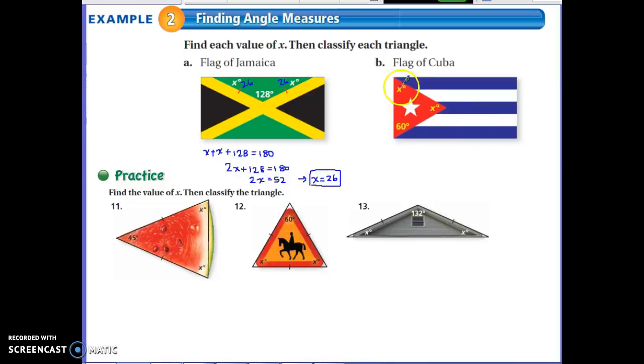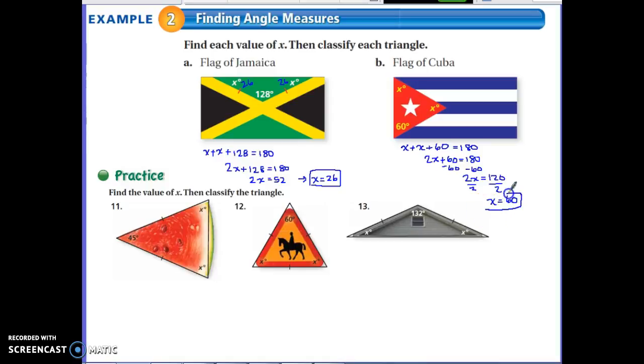Letter B, very similar. I've got x and x, they are the same, and I'm going to add them to this 60, so I find out that x plus 60 has got to be our total of 180. So 2x plus 60 is equal to 180. Subtracting our 60 from both sides, I find that 2x is going to equal 120. And when I divide by 2 on both sides, I find that x is equal to 60.